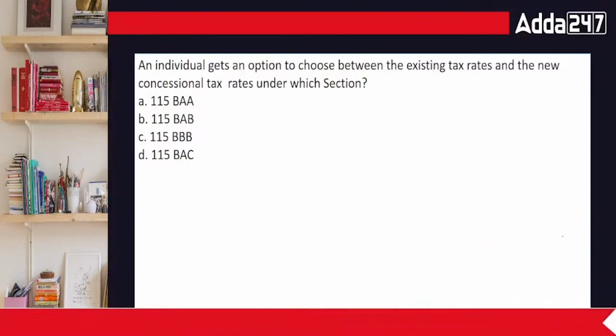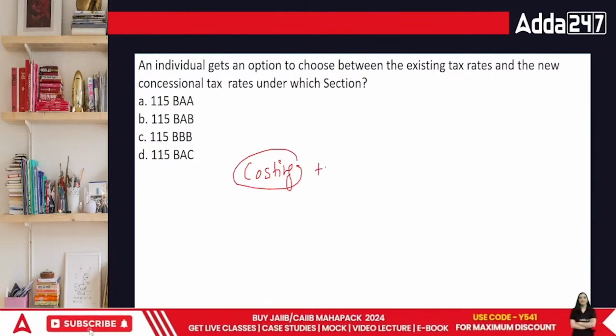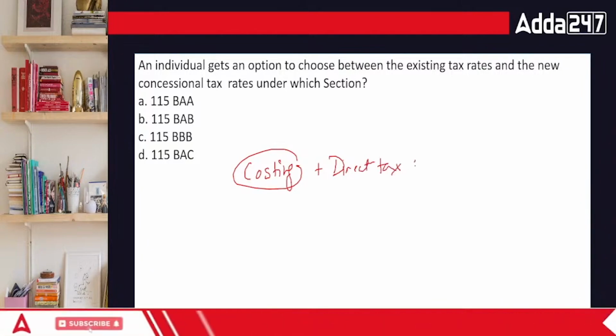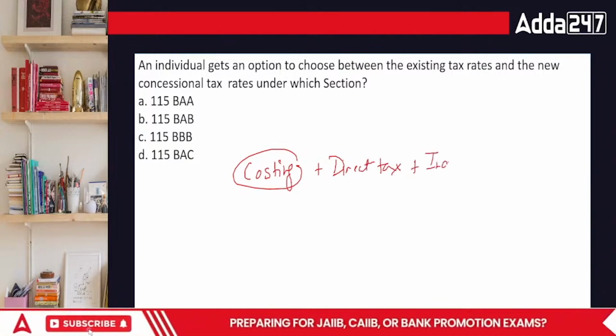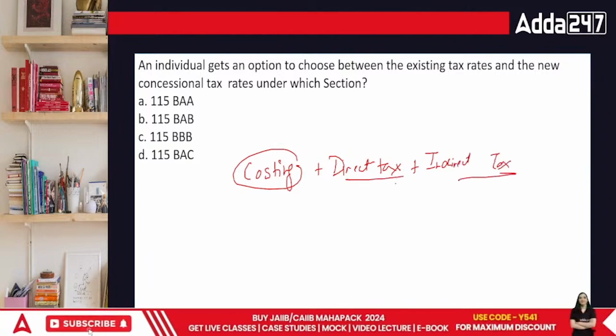Now let's move on to the question. As I told you, today's class is more towards module D. Costing done. Second thing that we did was direct tax. Third that we are covering is indirect tax. So this is pure module D that we are covering today.